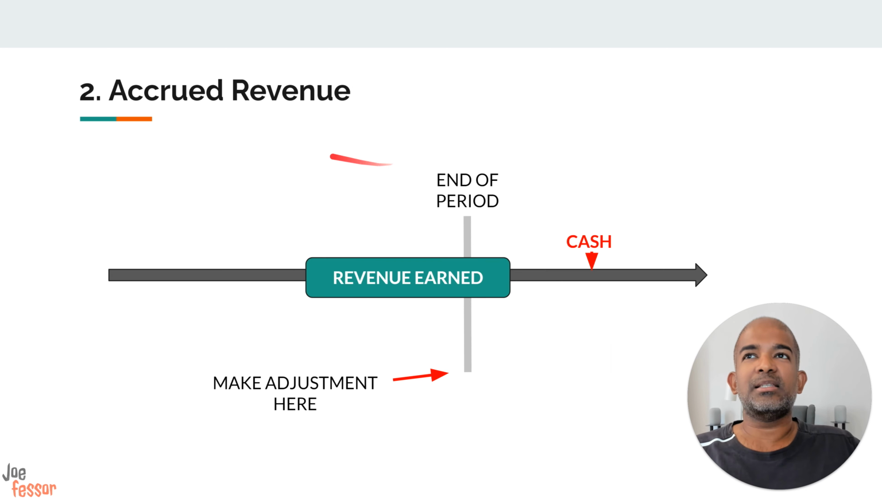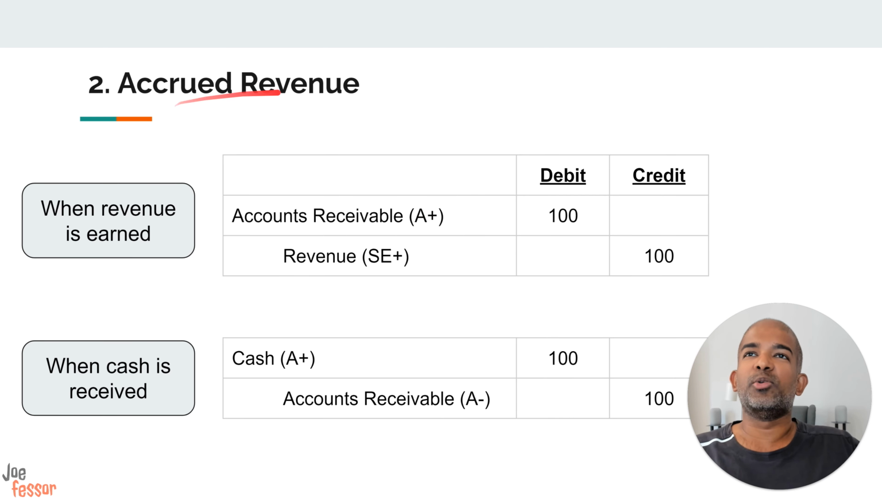Next, we'll look at accrued revenue. Accrued means accumulated. In this case, revenue is being accumulated or earned with time, but cash collection happens much later. But again, as in the previous case, if the revenue earned is spread across multiple time periods, you would have to make an adjustment that records the revenue earned in that particular time period, and whatever was earned later would be recorded in the following time period. Let's look at the journal entries for accrued revenue.